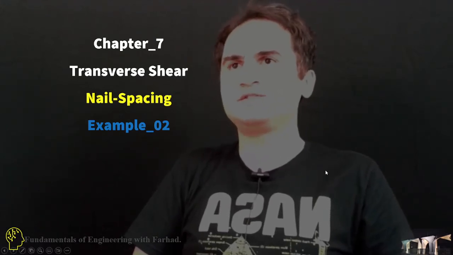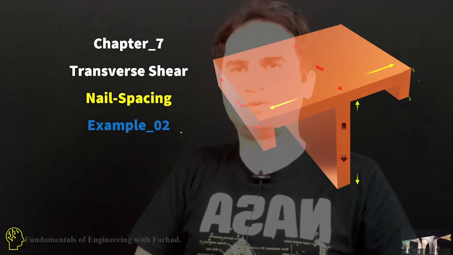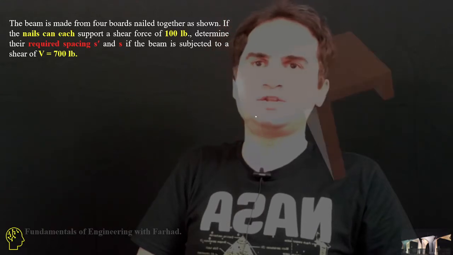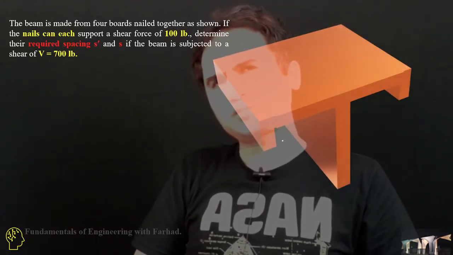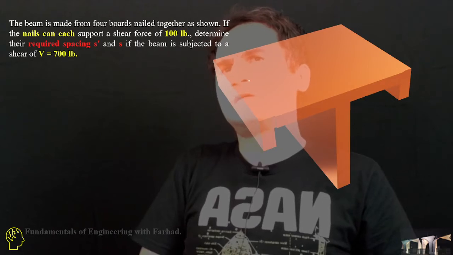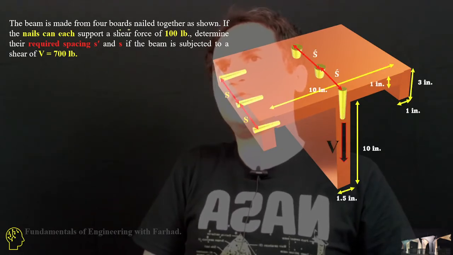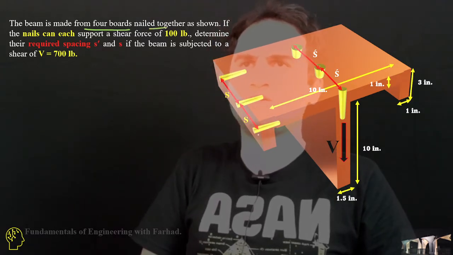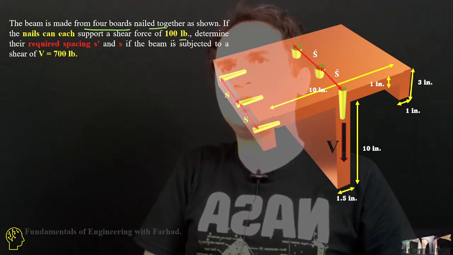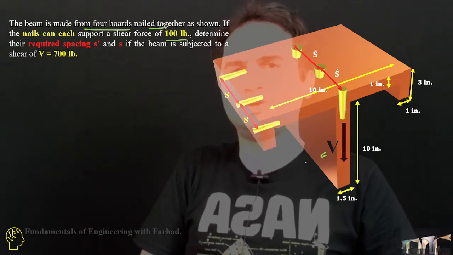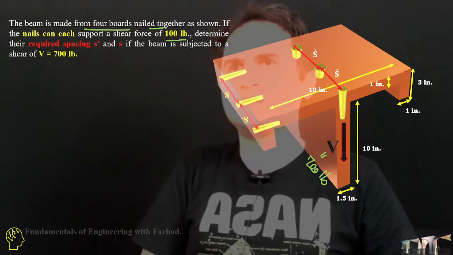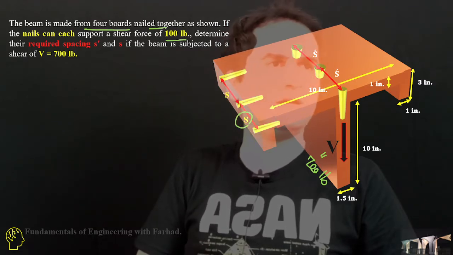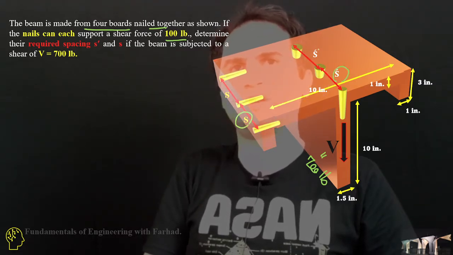Chapter 7, Transverse Shear Nail Spacing, example number 2. In this example, we have a configuration which consists of four boards nailed together. If the capacity of each of the nails is 100 pounds and the vertical shear applied to the system is 700 pounds, we want to know what is the distance between these nails and also S prime here.